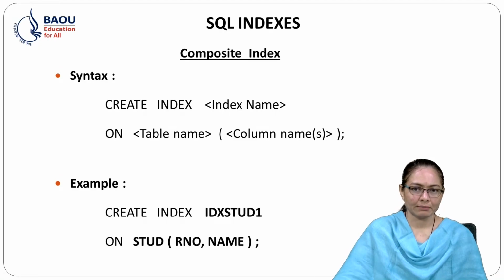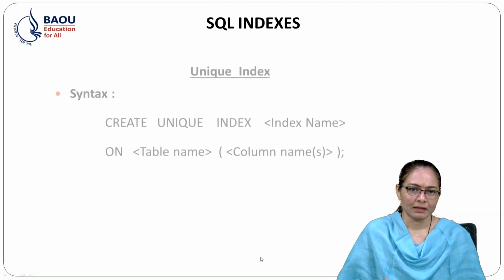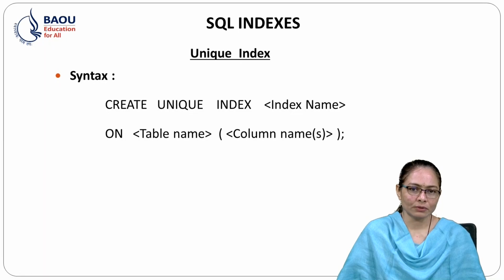Suppose in an employee table, we want to create an index on employee ID and employee name. So how can we write it? Create index, index name, on employee table name, in the brackets employee ID comma employee name, bracket over, and then a semicolon. Now, how to create the unique index?